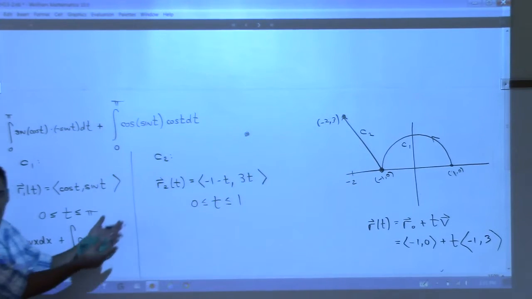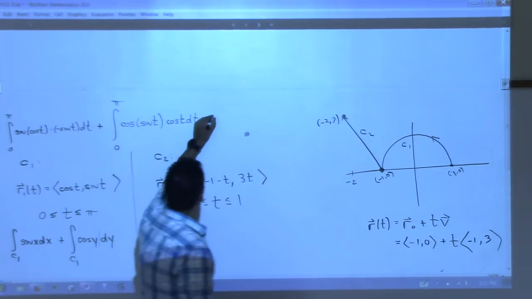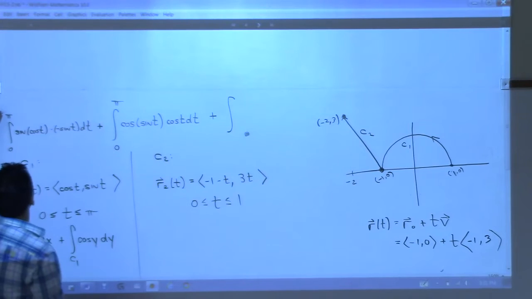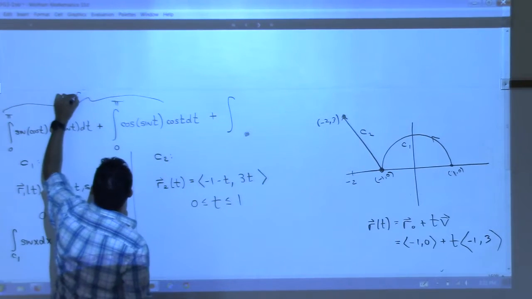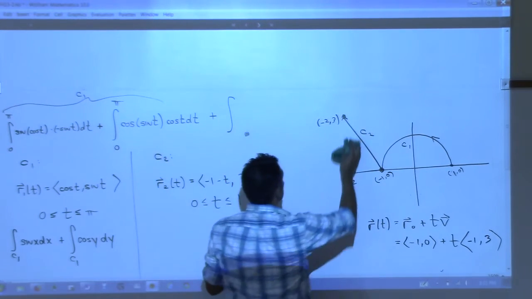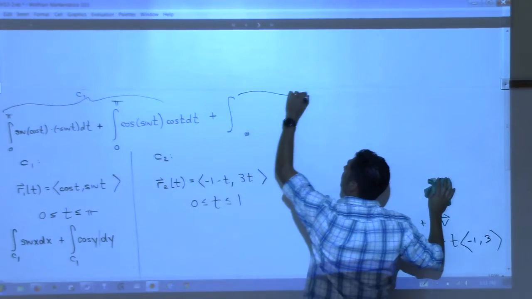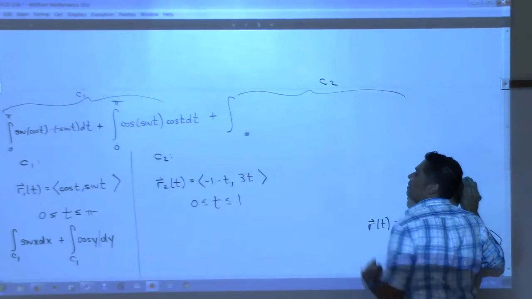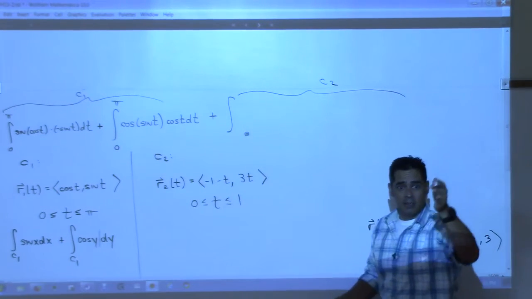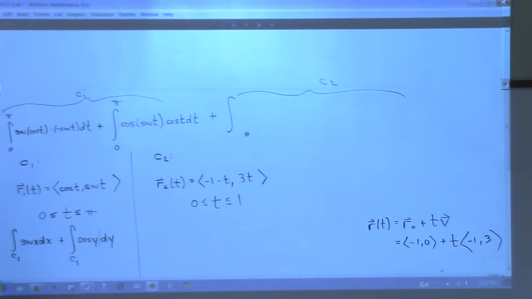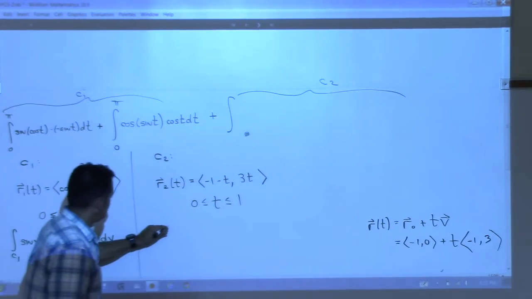Now it's time to move on to C2. So we'll add to this, now us moving along C2. So this was along C1, and these next two are going to be along C2, right? So for this one, this will be along C2. All right, where are we at? You ready? Okay, so we're now working in C2. And we're doing the same thing, right?